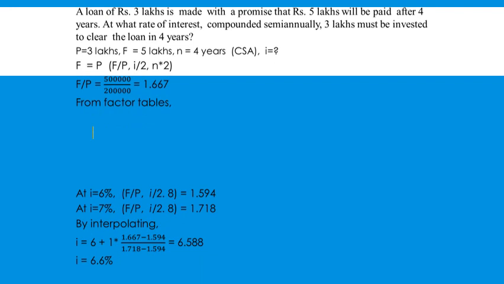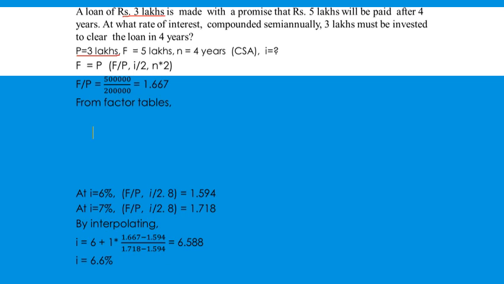Next problem is, a loan of rupees 3 lakh is made with a promise that 5 lakhs will be paid after 4 years. At what rate of interest, compounded semi-annually, must 3 lakhs be invested to clear the loan in 4 years? Again, what is this case? A loan of rupees 3 lakh is made with a promise that 5 lakhs will be paid after 4 years. You are making this loan of 3 lakhs when? Today. Today means that 3 lakh is P.